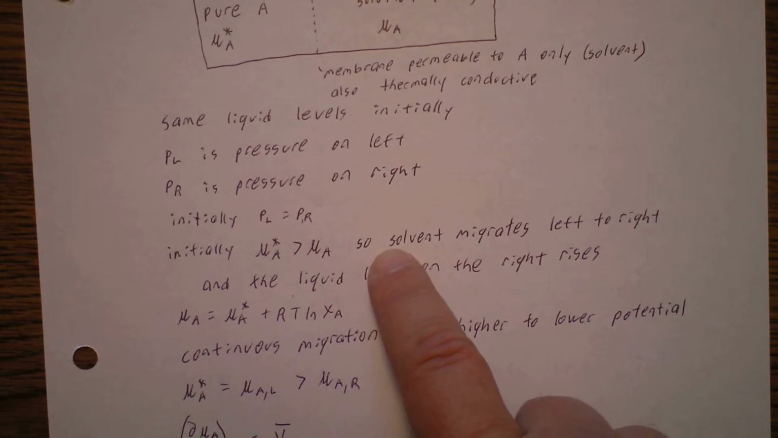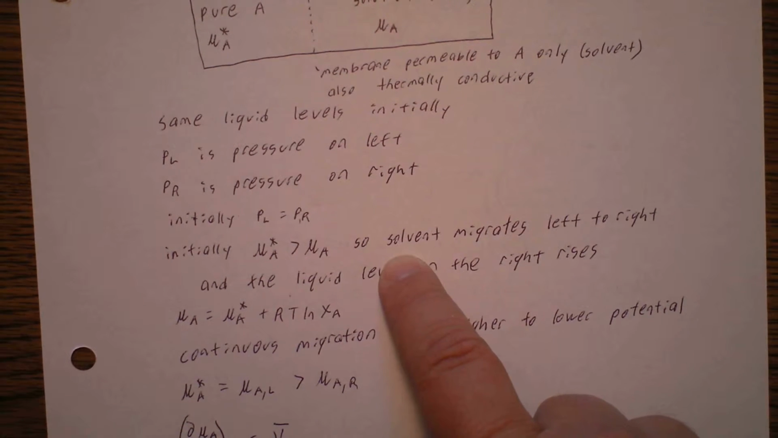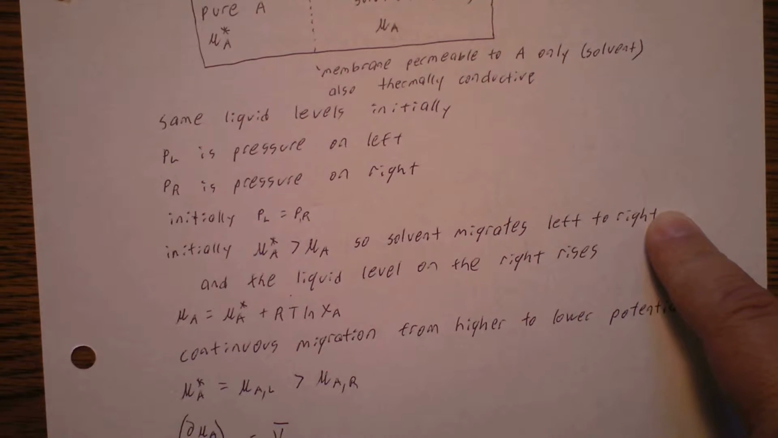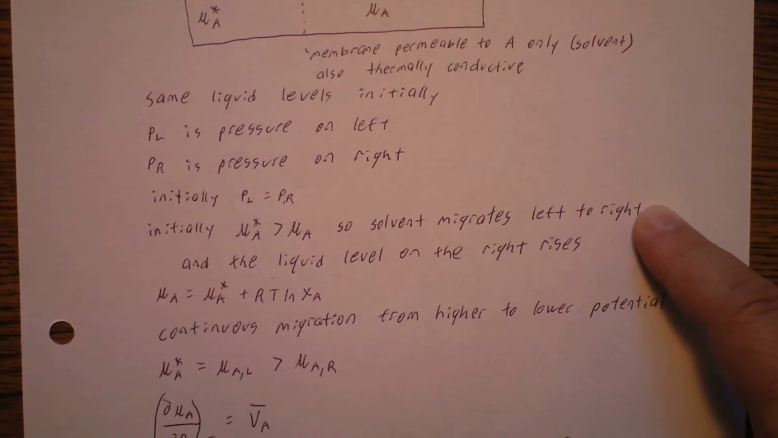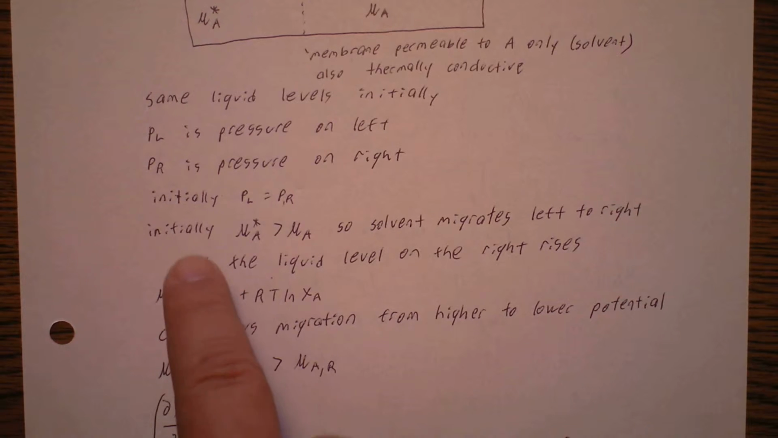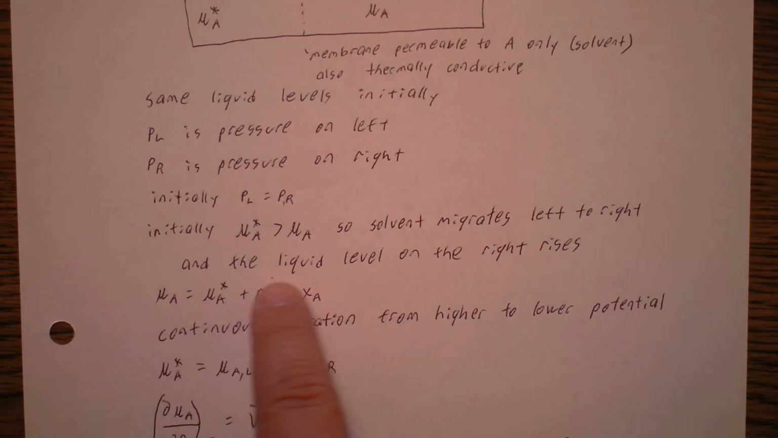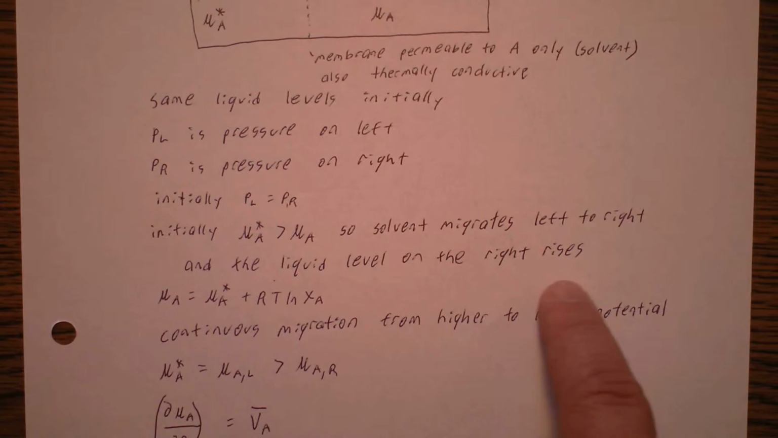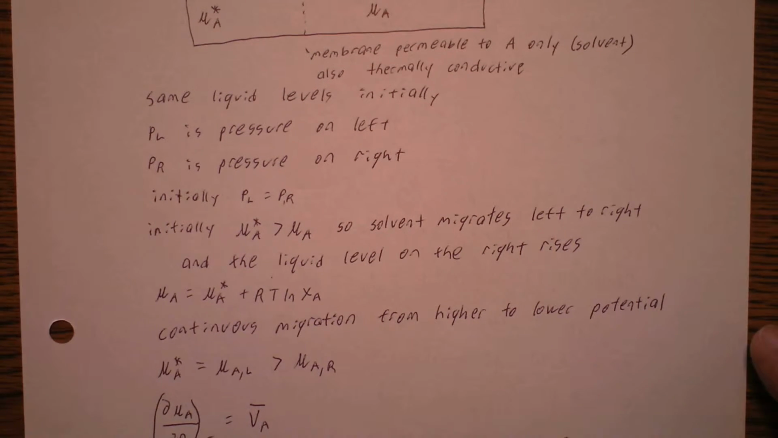Now, what that means is, remember, A is our solvent. So, A is going to migrate from left to right. Now remember, B can't migrate because the membrane is permeable only to A, not to B. So if we have the solvent, substance A, flowing from the left side to the right side, obviously you expect the liquid level on the right side to rise, and vice versa, the liquid level on the left side to go down.